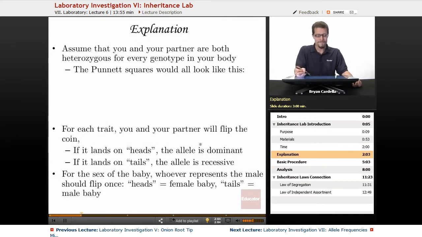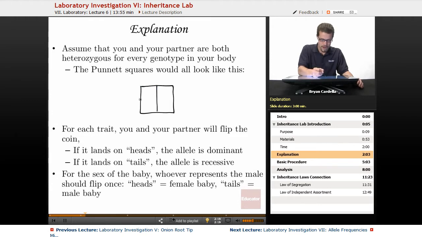Explanation. All right, so assume that you and your partner are both heterozygous for every gene in your body. The reason why that's important is because the Punnett squares would all look like this. If you remember, Punnett squares are meant to be a visual representation of the probability of inheritance for these allelic combinations of what's going to end up as your genotype.